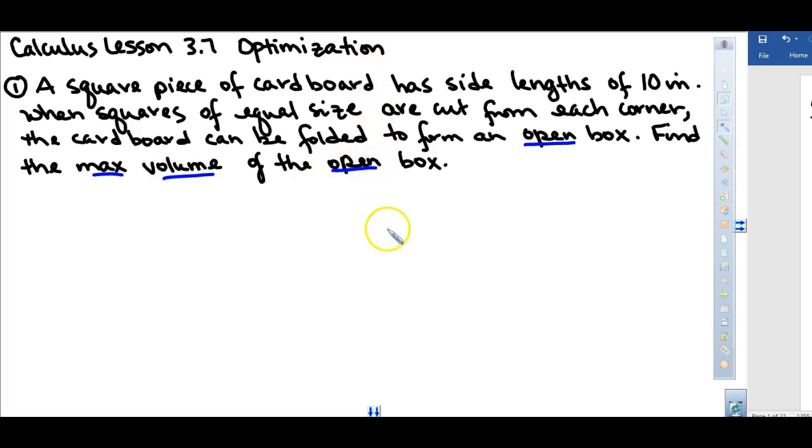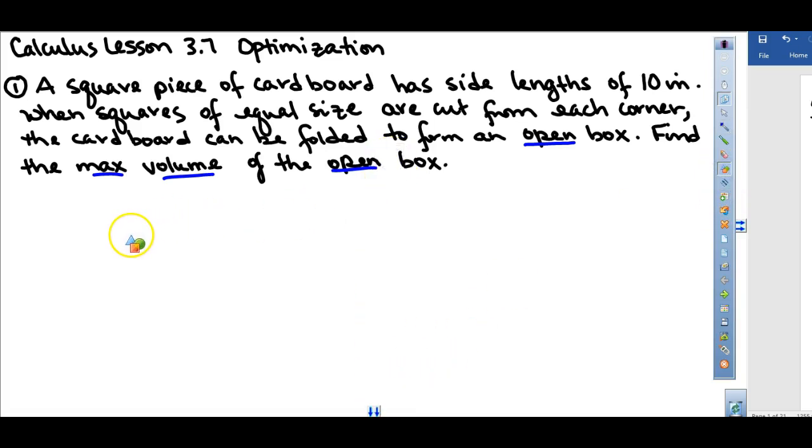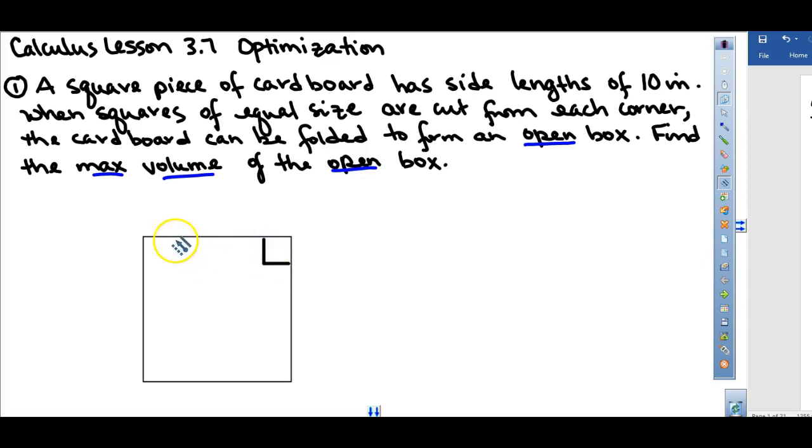So optimization, that means we're going to be finding maximums and minimums. And we need to write an equation first in which to do that. So we have a square piece of cardboard, and we are going to cut squares of equal lengths out of each corner.